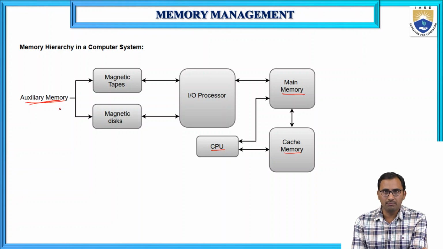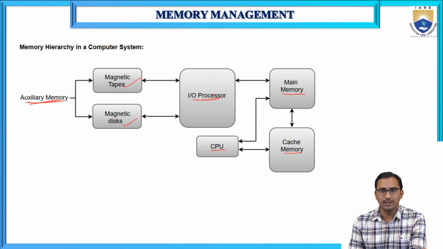Some examples of auxiliary memories are magnetic tapes and magnetic disks. These two are operated by the I/O processor. The I/O processor is a special type of processor that can perform all the operations related to the input or output of the memory devices, that is, the input or output operations of the I/O devices.